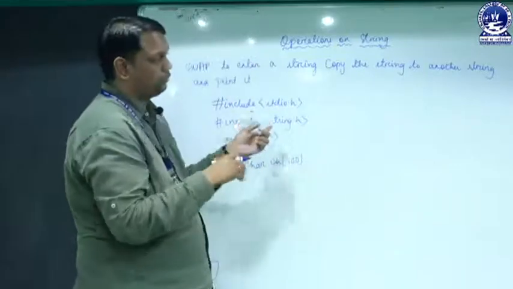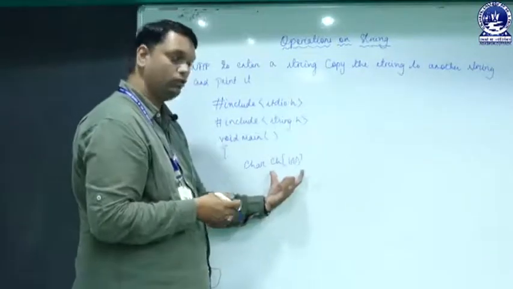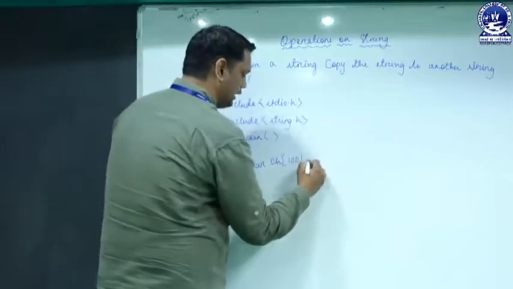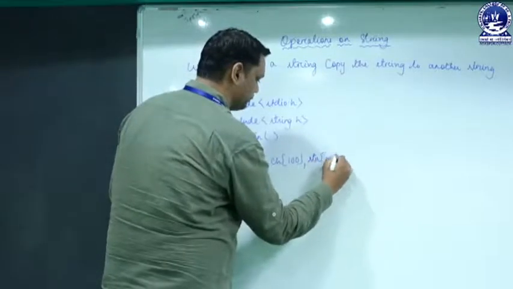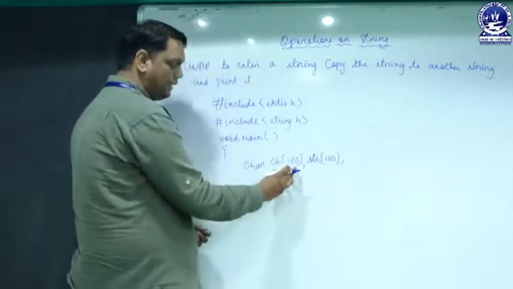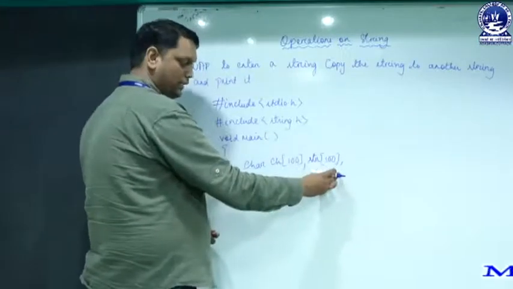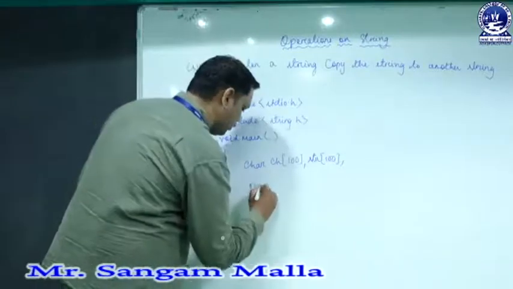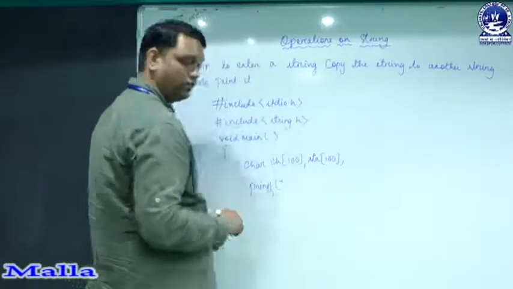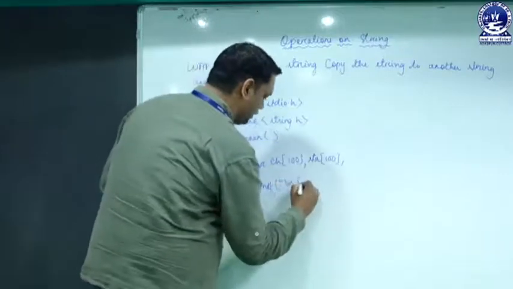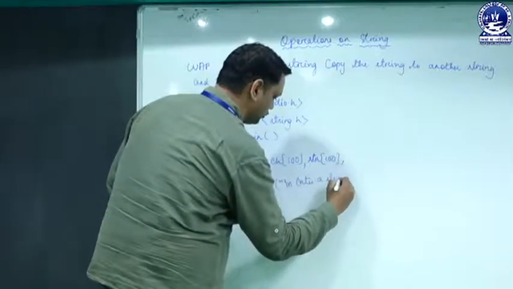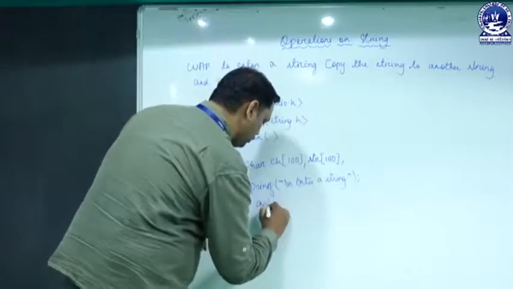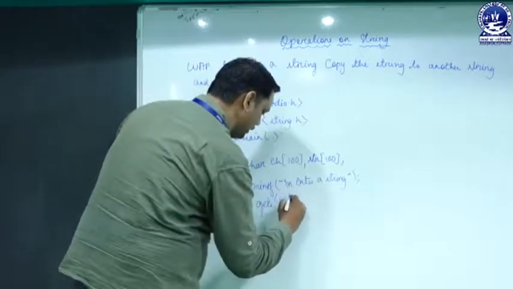As we need to copy the string to another string, I have to take another string with the same size. Let's say I have taken str[100]. That means this is the original string and it will be copied to the str string, and then we will print the value of str. Now we have to accept the string from the user. Let's say I have written printf("Enter a string"). I have given a message to the user to enter a string, and the string will be accessed through the gets function. Let's say I have written gets(ch).